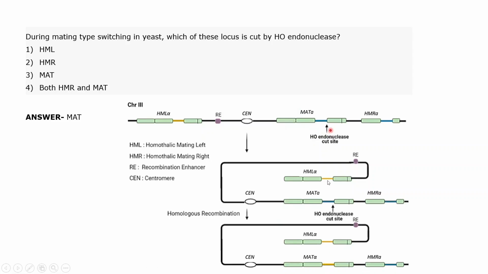Because homologous recombination is taking place, this particular region is used as a template for regenerating the region that was cut out by the endonuclease. So you can see that the MAT locus becomes similar to what is found in the HML locus, right? Whenever this transition takes place, the mating type switching of yeast happens.